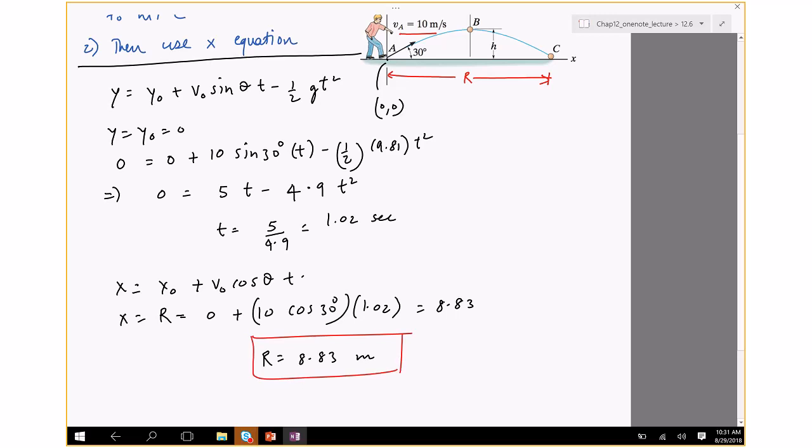Okay, clear? Is that clear? Any questions? Okay, 8.83. 8.84 is right, 8.83, 8.82. Did not count something? You know how to put the decimal.